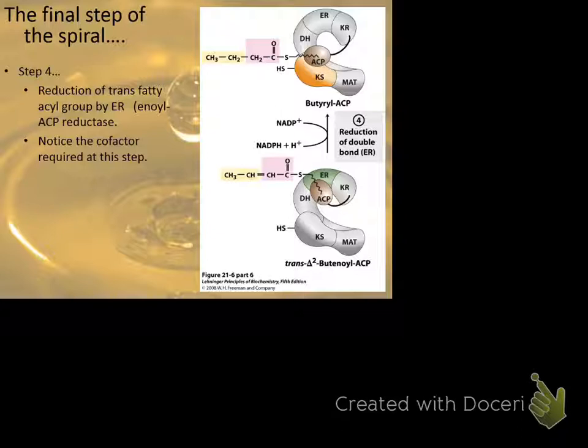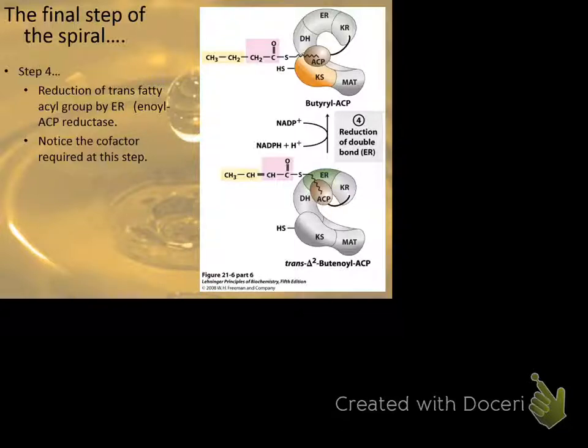So once again, my hand, the ACP protein, still holding on to the trans fat, not going to let that little booger go. And then it goes and it moves it over to the enoyl ACP reductase, the ER, which once again utilizes NADPH in order to make it the saturated fatty acyl group.